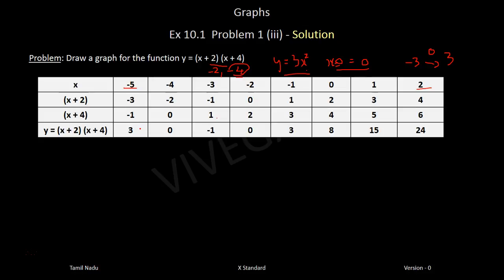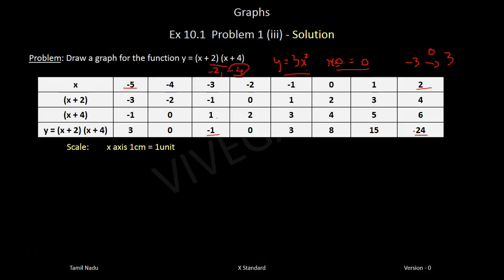But the next important thing is that we'll have to select the scale. For the scale, we have to see the range. So x is varying from minus 5 to 2, so we will keep 1 centimeter equal to 1 unit for the x-axis. Now coming to y, it varies from minus 1 to 24. If you take 1 centimeter equal to 1 unit on the y-axis, you need at least 25 centimeters, which is not possible. So let's take 1 centimeter equal to 2 units, right?